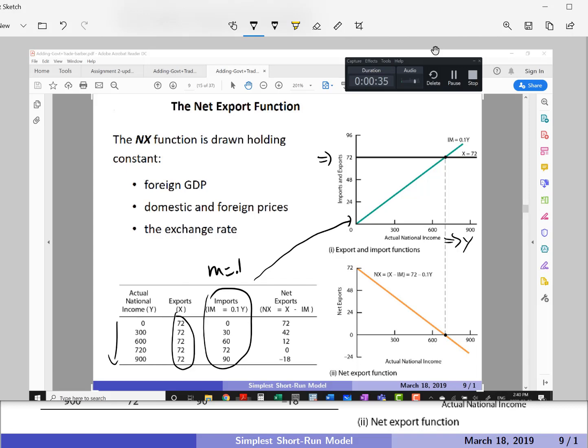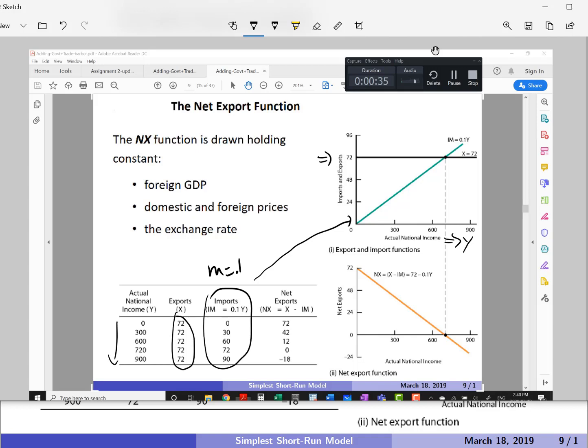So this green line has a nice constant slope because m is equal to 0.1 no matter what the level of y. And we see it's just going up at a certain rate, in this case 0.1. So for every dollar increase in actual national income, imports go up by 10 cents, or 0.1 of that, or 10% of that.